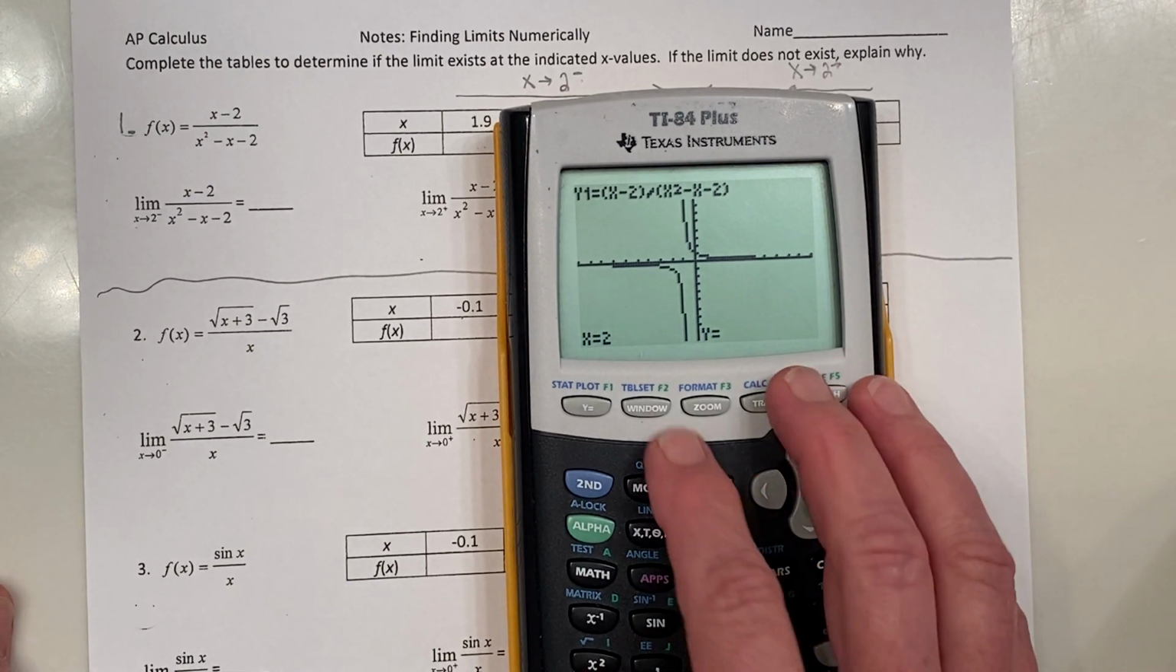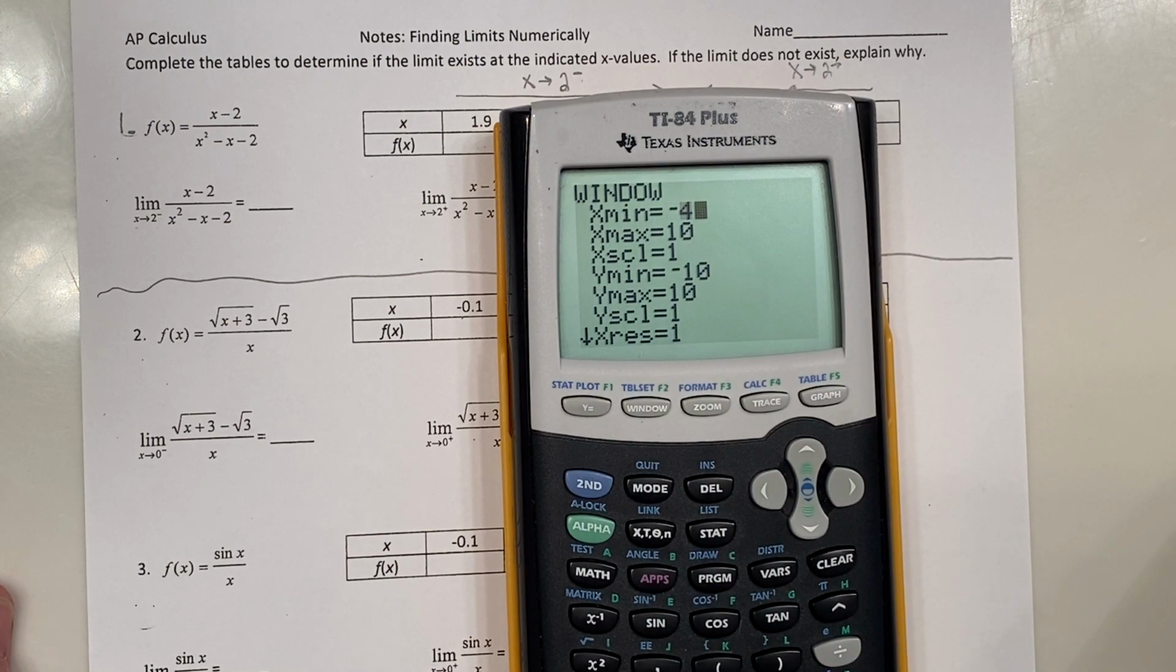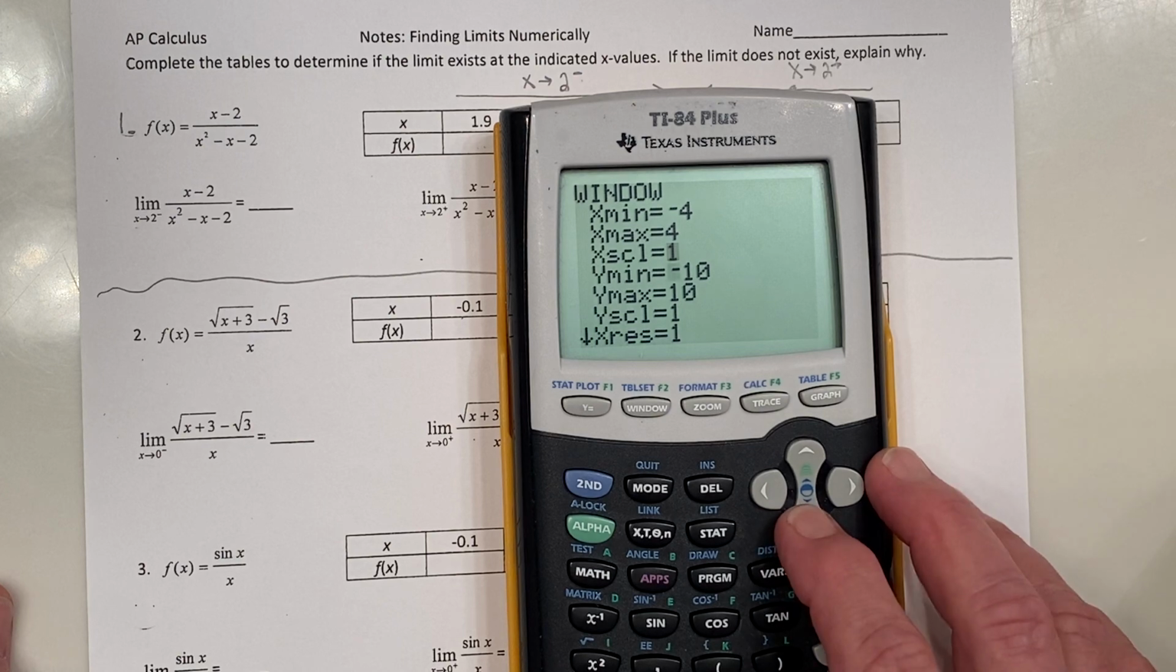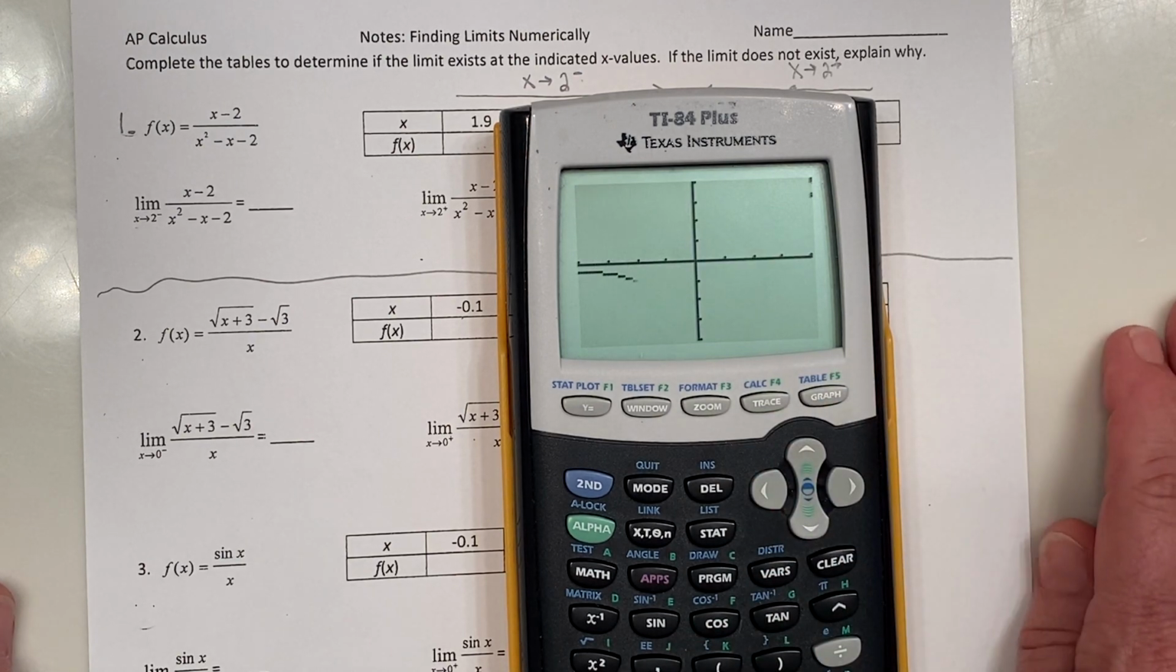If you wanted to, you could go to the window, and I'm going to make the window smaller. Maybe I only want to view the window from x min -4 to x max 4, and maybe the same thing along the y-axis as well. Let me see if I can get a better view.